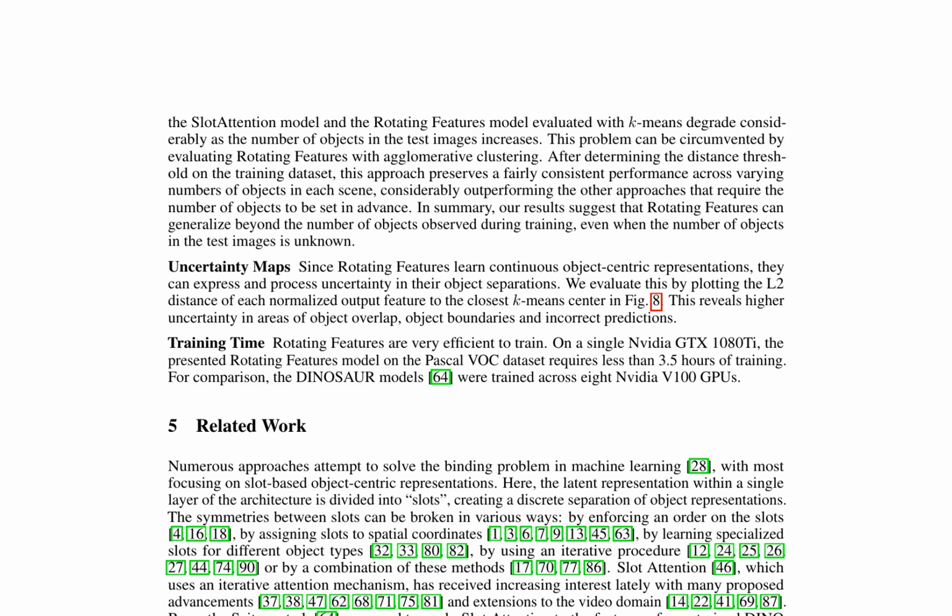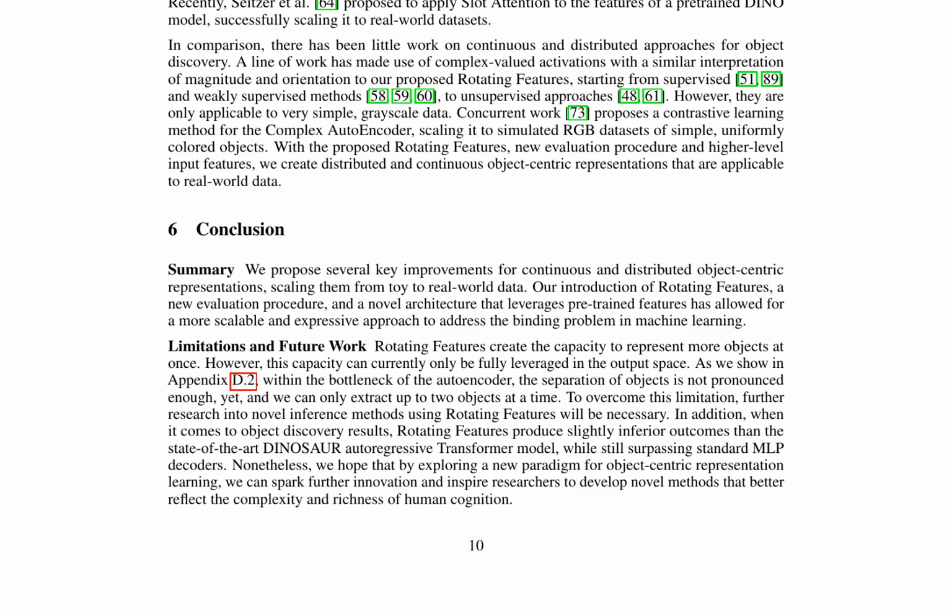The authors also explore the concept of uncertainty maps, revealing higher uncertainty in areas of object overlap, object boundaries, and incorrect predictions. They note that the training time for the presented rotating features model on the Pascal VOC dataset is less than 3.5 hours on a single NVIDIA GTX 1080 Ti, making it more efficient than other models like Dinosaur, which require 8 NVIDIA V100 GPUs.